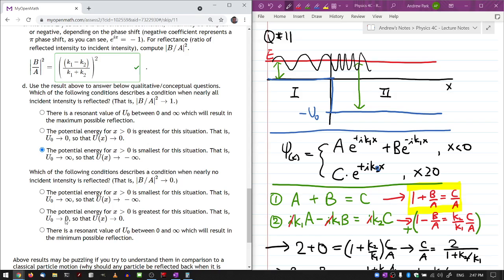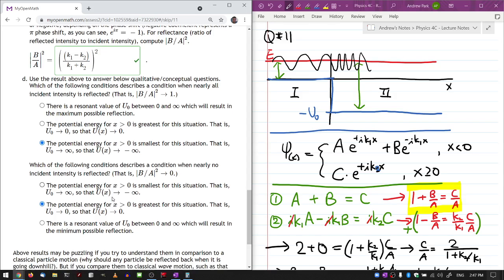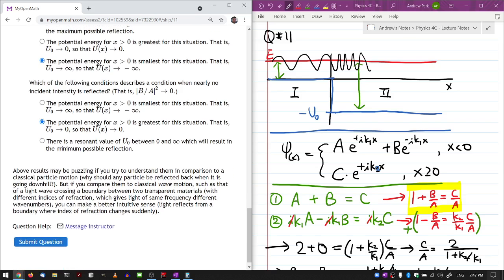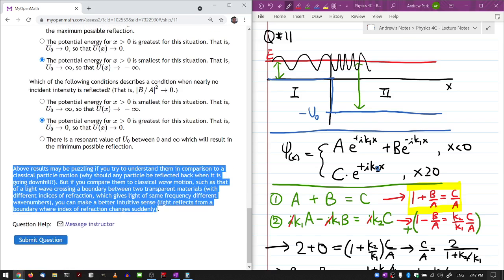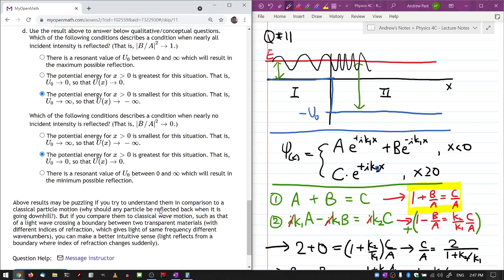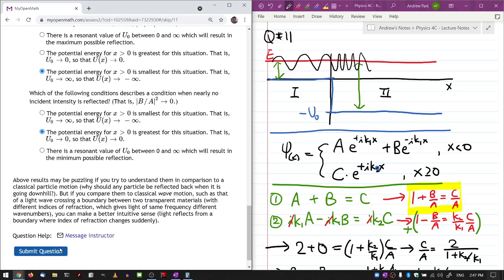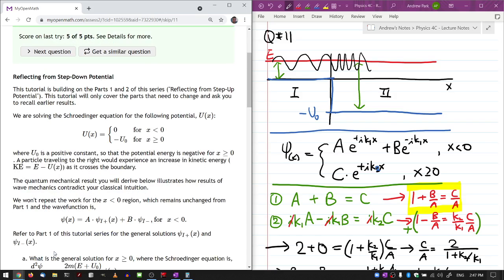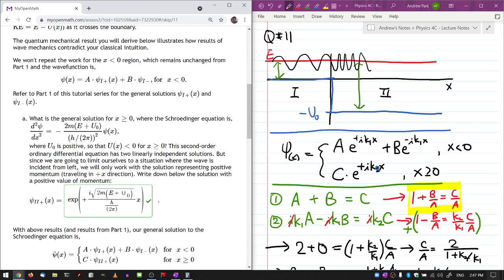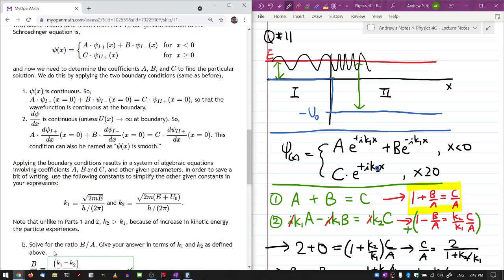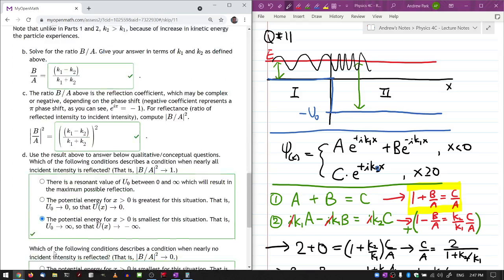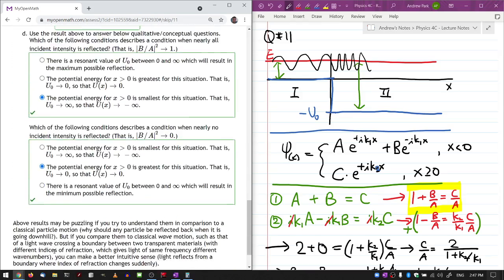If U naught goes to zero, then there's barely any kind of sudden shift here. So it makes sense that less and less will be reflected. And this is just a closing remark: when you think of this in comparison with wave mechanics, for example, wave optics, then nothing here is actually mysterious. It's quite what you would have expected.